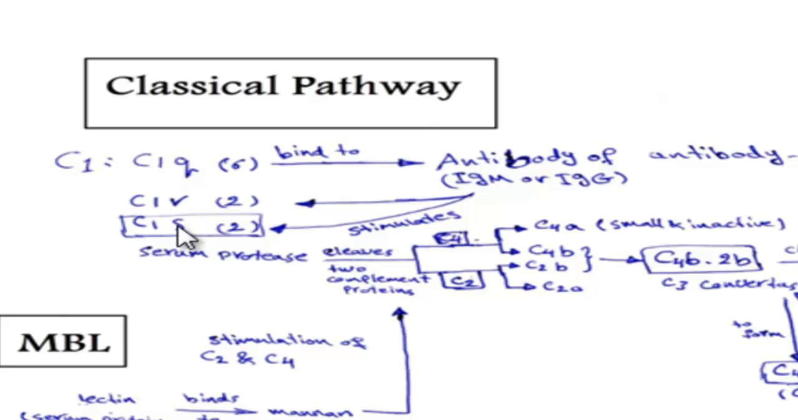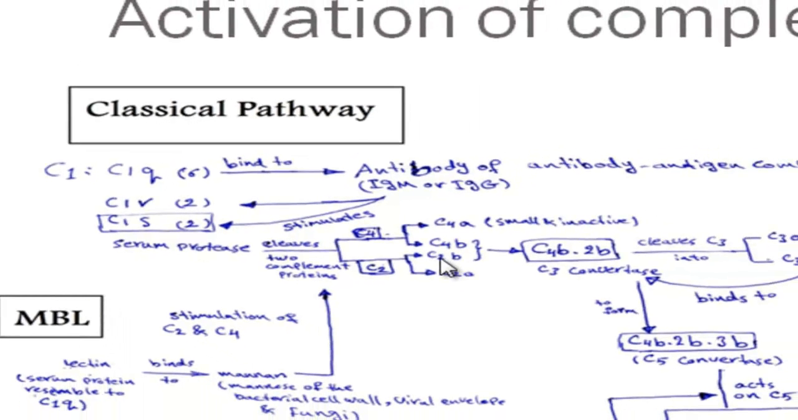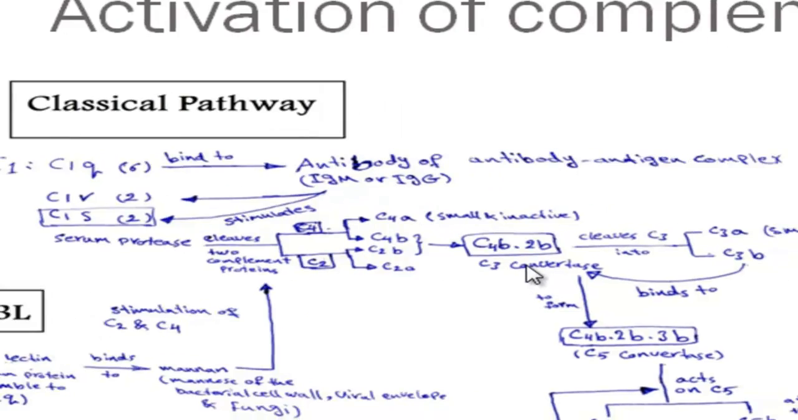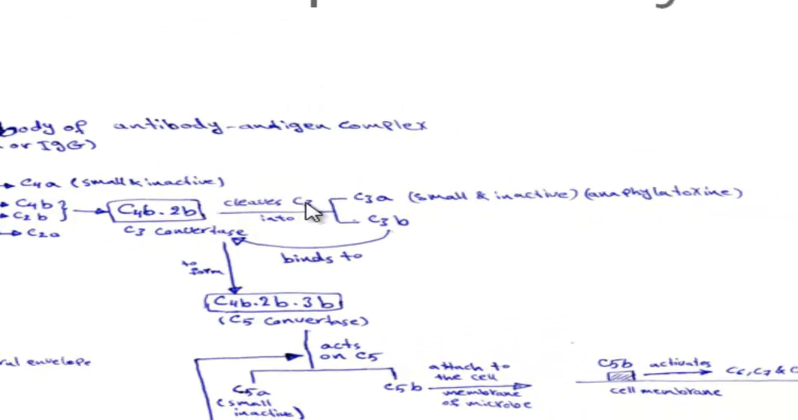The stimulated C1S, called the serum protease, cleaves the C4 and C2. The C4 is cleaved into C4A, a small and inactive molecule, and C4B, large and active. Now the C2 is also cleaved into C2A and C2B. The C2B binds the C4B to form C4B2B. This complex is known as C3 convertase that acts on C3 to cleave it into C3A, a small and inactive molecule or fragment, also called anaphylatoxin.